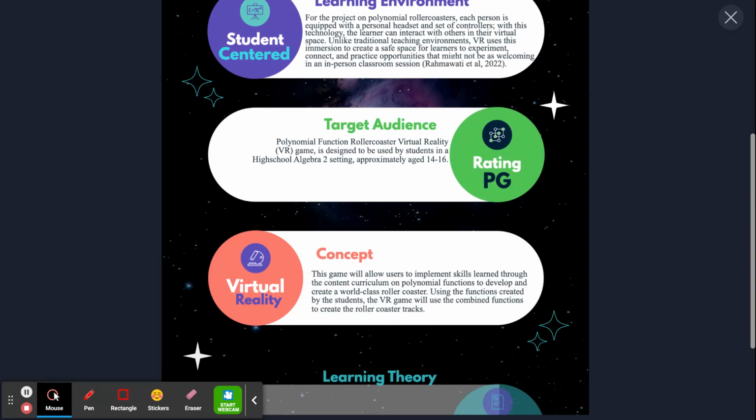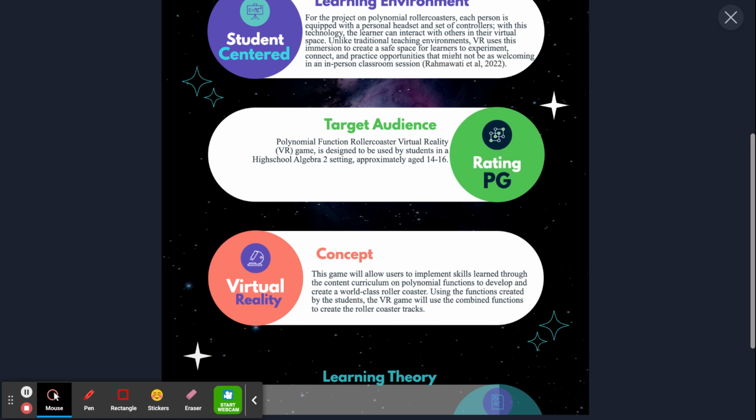The target audience for this polynomial function roller coaster game is high school Algebra 2 students. The age is approximately between 14 and 16. However, this game may be used for any level of math above an Algebra 2 setting that may incorporate any polynomial function as well as limits.